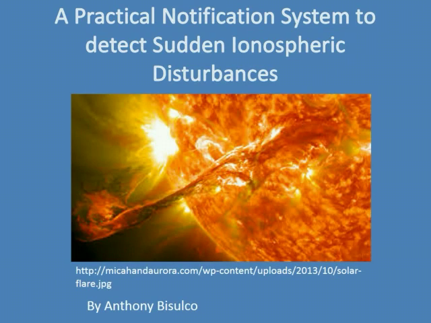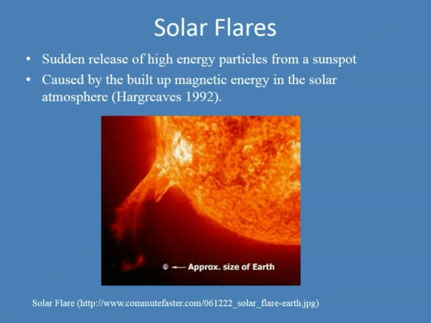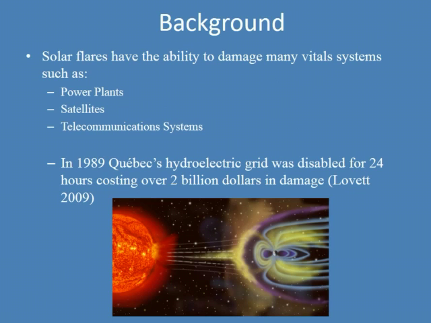The goal of my project is to detect sudden ionospheric disturbances. One example of a sudden ionospheric disturbance is a solar flare. A solar flare is the sudden release of high-energy particles from a sunspot caused by the built-up magnetic energy in the solar atmosphere. One negative effect of a solar flare is its ability to damage vital communication systems and power plants.